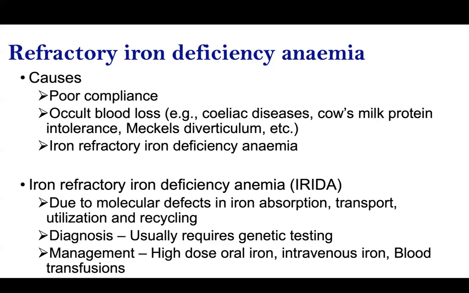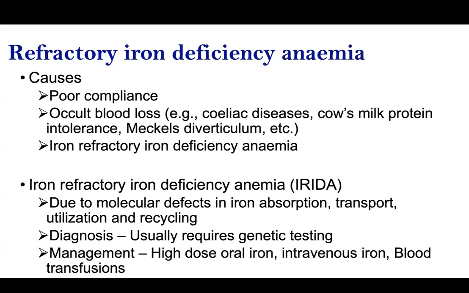Or then you will probably have to exclude the other causes of refractory iron deficiency anemia, which can be occult blood loss. Maybe there is a continuous GI bleed like celiac disease, cow's milk protein intolerance, sometimes the diverticular disease, Meckel's diverticulum. So these children need to be referred to a pediatrician because the pediatrician should evaluate by doing occult blood and maybe endoscopies may be needed. So these children should be referred. There is another rare genetic entity known as iron refractory iron deficiency anemia, which I'm not going to talk about because it's beyond the general practice.